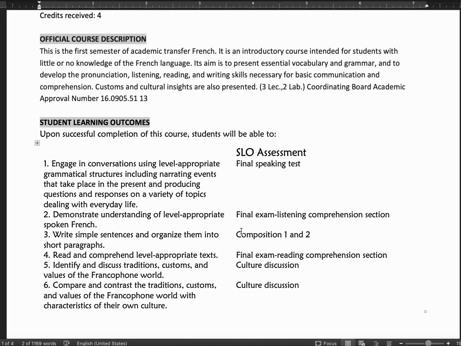For your student learning outcomes, you will be able to speak some French, to write, and to read in level appropriate French for our course. So you will engage in conversations using level appropriate grammatical structures, and you will do that with our speaking tests. You will demonstrate understanding of level appropriate spoken French. You will do that with your daily exercises and with some of the tests.